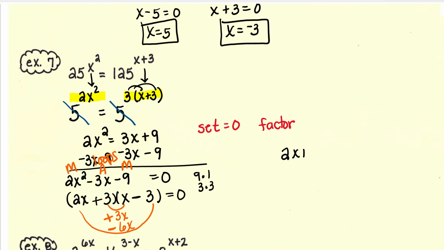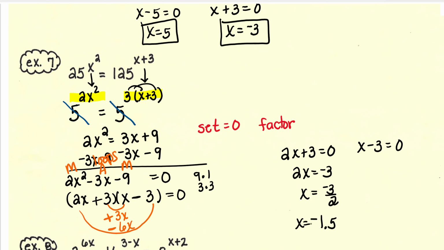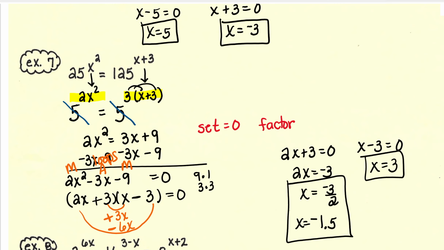All right, let's set each of these equal to 0. And when I do, I will subtract my 3, divide by my 2, and get negative 3 halves, which is also a negative 1.5, depending on which way you want to write that, and add your 3. Okay, last one. You're doing great.